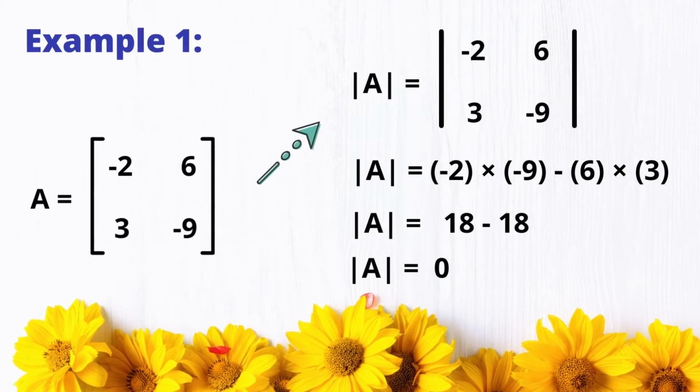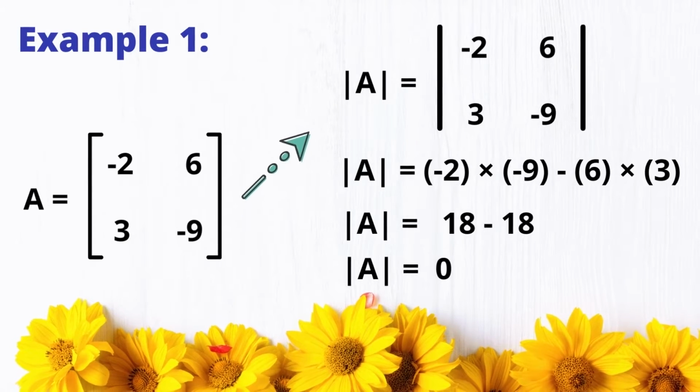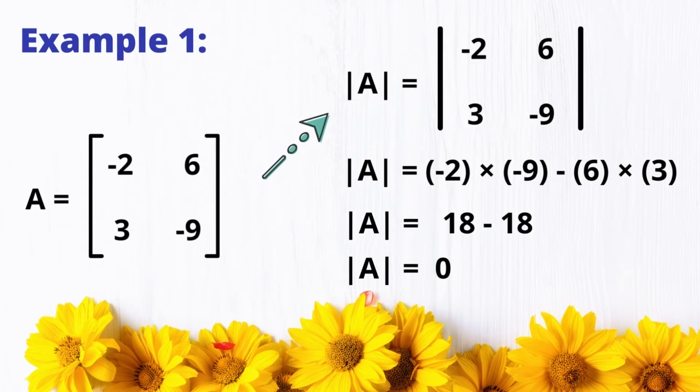Now we will look at a few examples. In this first example, matrix A is given. To find the inverse of the matrix, first we need to find the determinant of the matrix. As you can see in this example, the determinant of the matrix A is equal to 0. So we cannot find the inverse of this matrix, because as we know that to find the inverse of a matrix, the determinant should be a non-zero number.